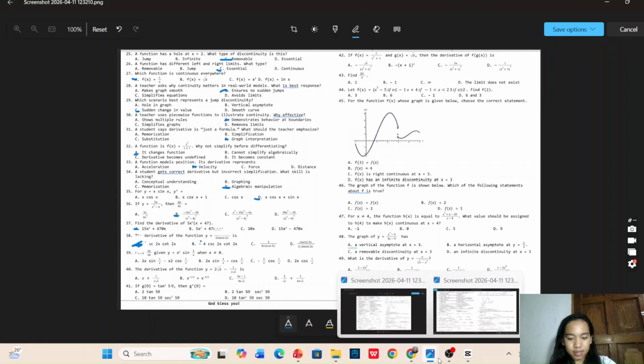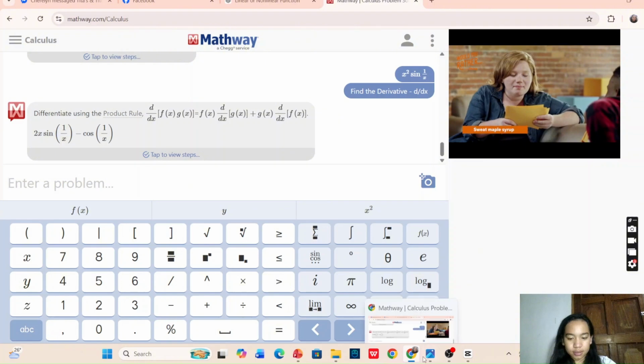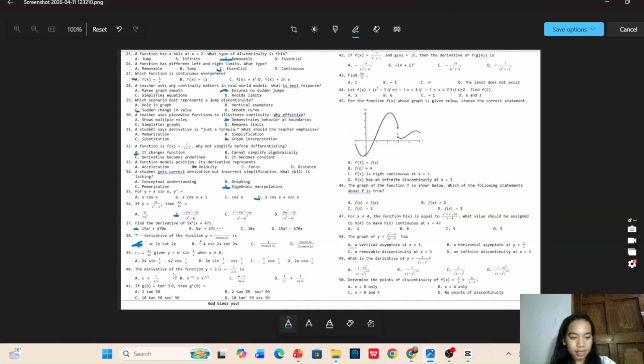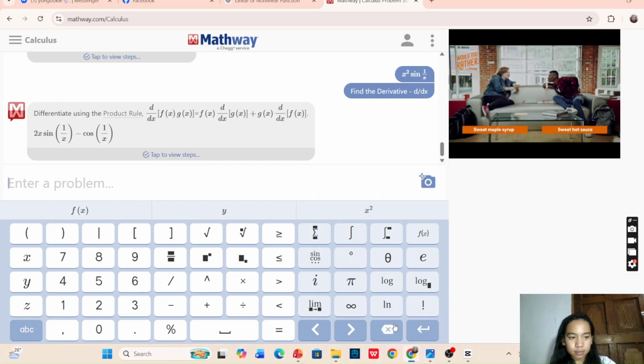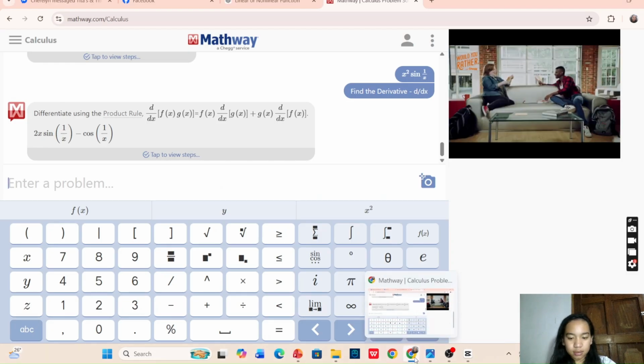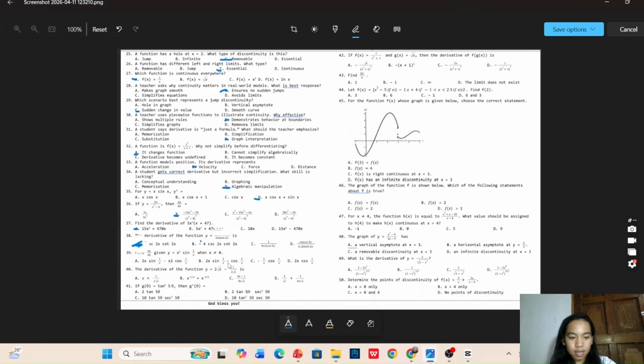What is the answer here? It's 2x sine 1 over x minus cos 1 over x. So the correct answer for number 39 is letter B.